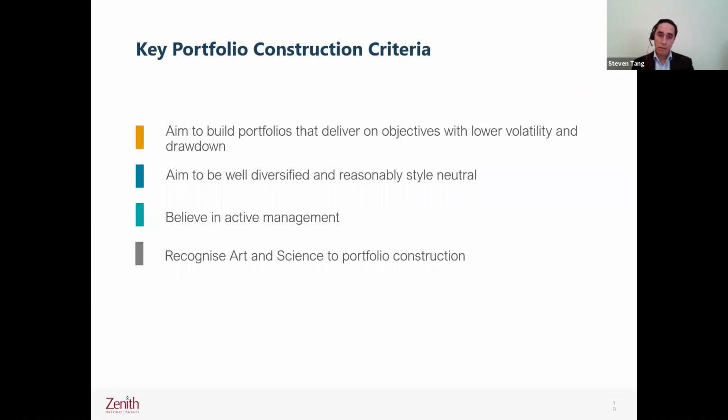MSCI Barra, but actually before I do that, it's good to set up some context before we talk about the tools. And I suppose, relating it back to the topic of this webinar, it's really what are the tools that you use that help you adhere to your investment beliefs and the way you construct portfolios. So I think the context here is important for what we do.